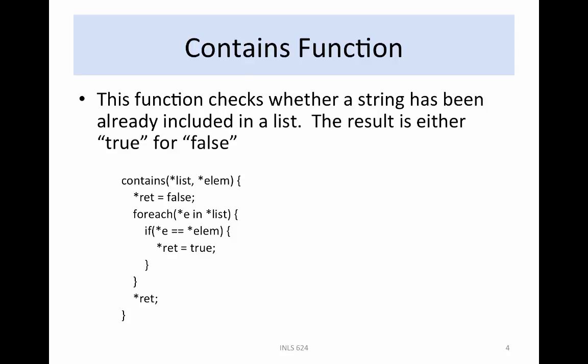Note that the foreach loop is used to loop over all of the list elements *e, checking each one for whether *e is equal to the input variable *elem. This policy function could be improved as it looks through all of the elements in the list even after a successful match has been found.